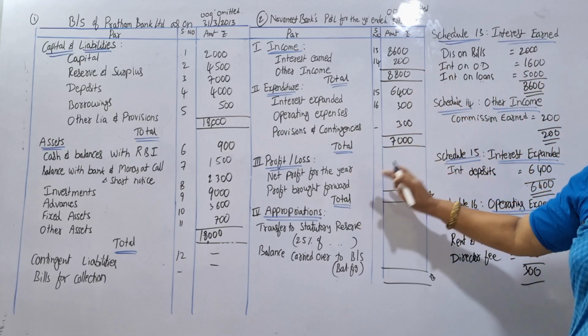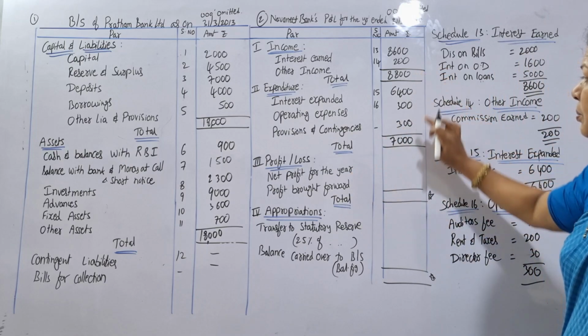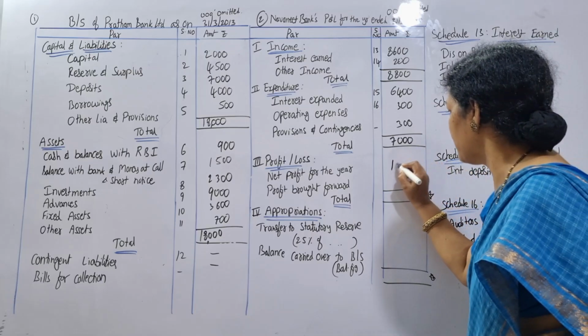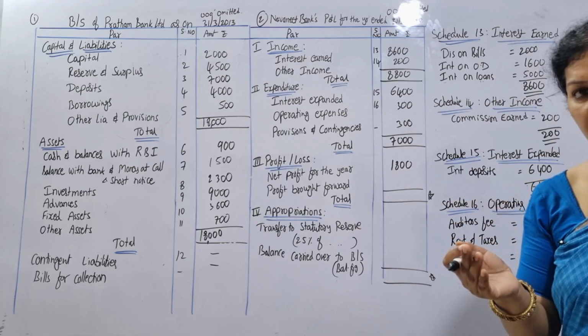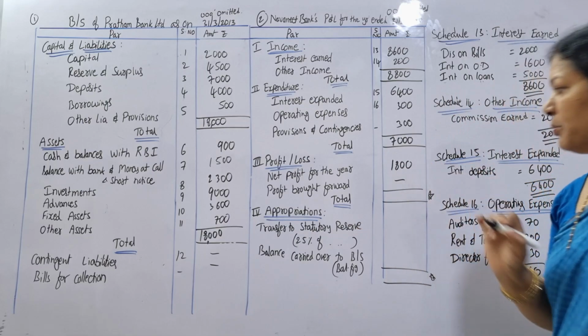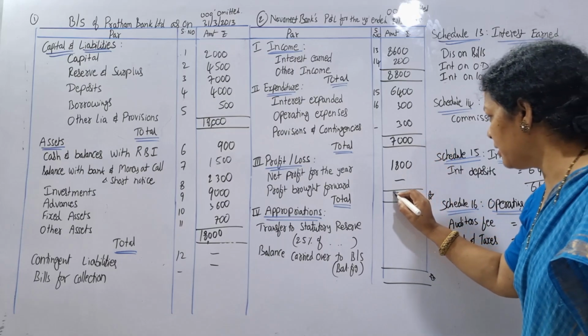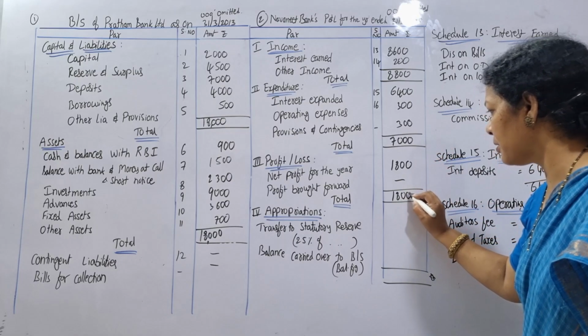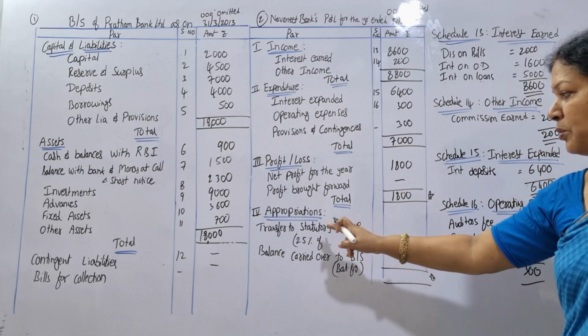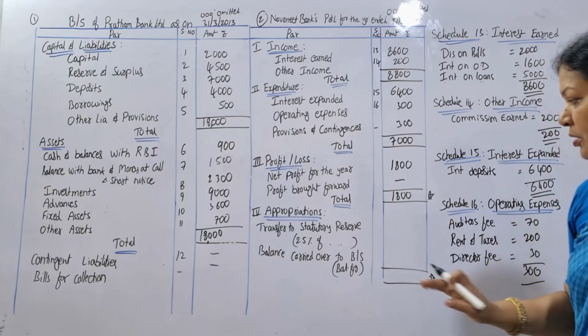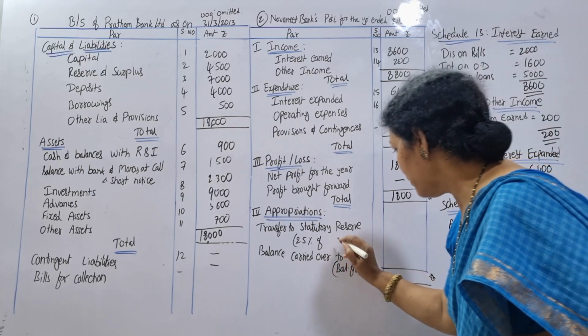7,000. Now here profit, how much are you going to get? 8,800 minus 7,000. It comes to 1,800. Is any other profit to be brought forward given? Not in the problem. So total profit is 1,800 only. Out of 1,800, 25% has to be transferred to the statutory reserve. 25% of 1,800.